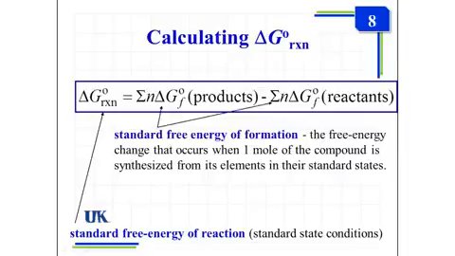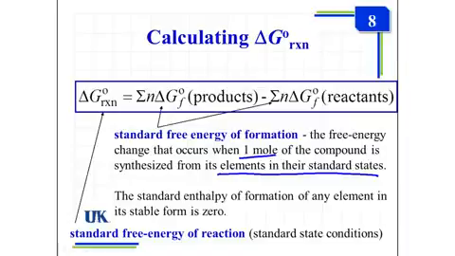Now, the definition is very similar to the delta H of formation, but it's the free energy change that occurs when 1 mole of the compound is formed, okay, so it's going to be a product, and it's formed from the elements in their standard states. So that's the definition. And if you recall back to delta H of formation, it's a very, very similar definition. Because of this definition, if you have a stable element, to make that element from itself doesn't require any energy, so the delta G of formation of any element is equal to 0.